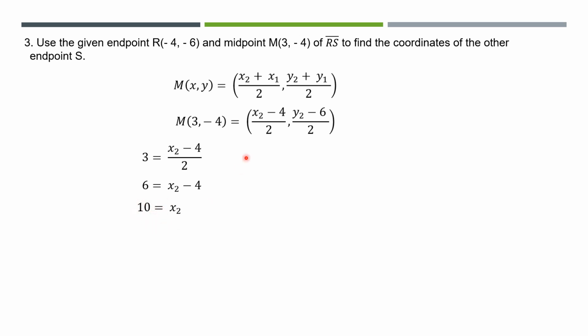Okay, so we're going to do that again. This y average is going to end up producing a -4. So this y average is equal to -4. Again, we need to multiply both sides by 2. So we get negative 8 equals y minus 6. We're going to add 6. So negative 8 plus 6 is negative 2. So for our missing endpoint, we have an x of 10 and a y of negative 2. So our final answer is point S is the ordered pair 10, negative 2.